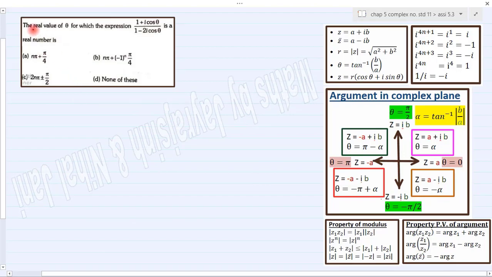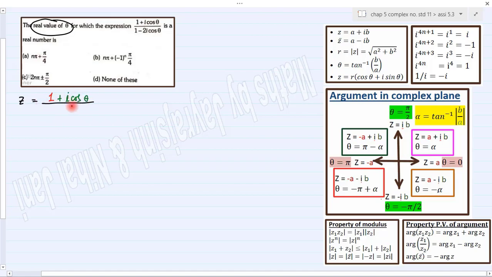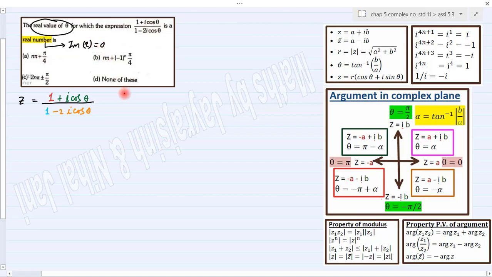In this question, you have to find the real value of theta, for which the complex number (1 + i cos theta) upon (1 - 2i cos theta) is a real number. That means the imaginary part of our complex number should be 0. And for that, you have to get the standard form of it. So let's multiply and divide by the conjugate of the denominator, which is 1 + 2i cos theta.